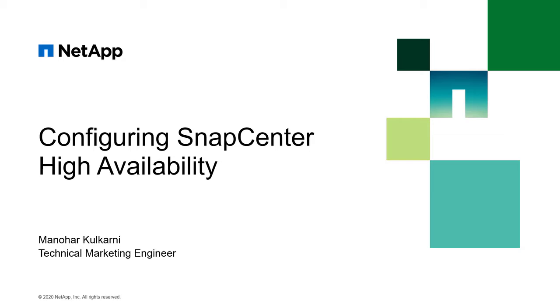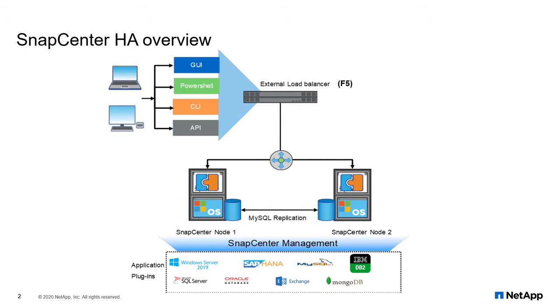With SnapCenter centrally managing data protection for enterprise applications, it is a good practice to configure high availability to avoid single node failure, as all the schedules are dependent on services running on SnapCenter server. So, SnapCenter 4.3 added a feature to configure high availability by leveraging F5 load balancer.